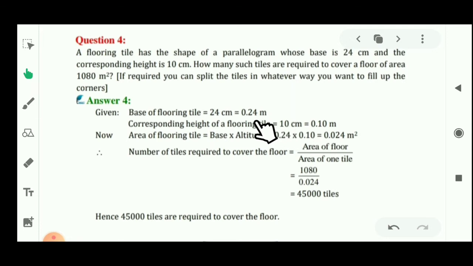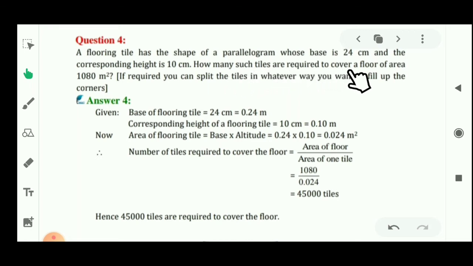That means 0.24 meter will be the base of the tile, and 0.10 meter will be the height of the tile. As you know, the area of a parallelogram formula is base into height, that means 0.24 multiply 0.10, that means 0.024 meter square.